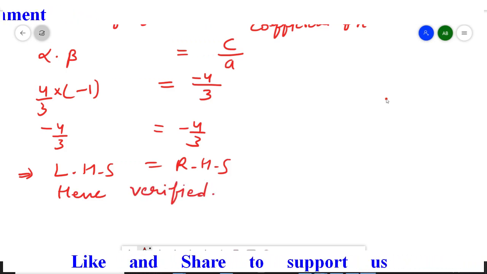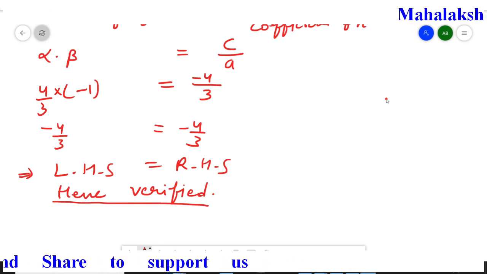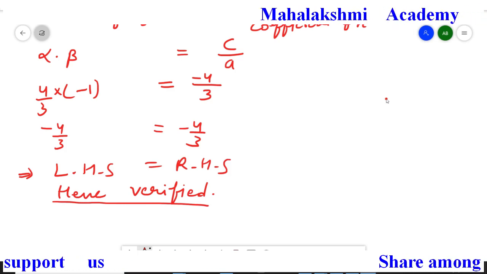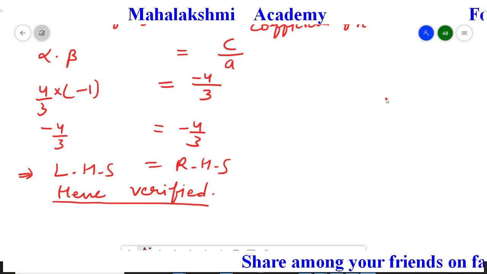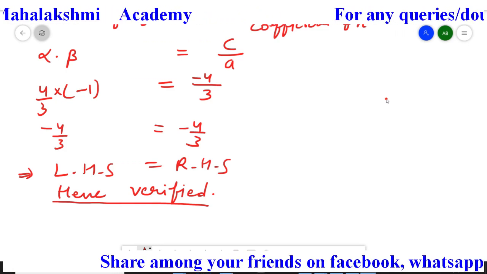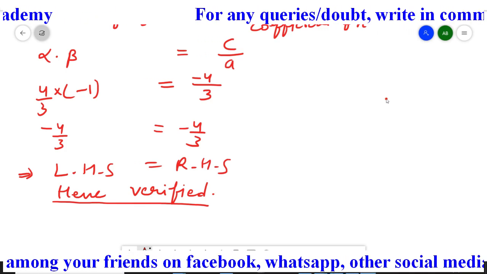So both the relationships, students, you have to learn. The first relationship is sum of zeros is equal to minus b upon a. The second relationship is product of zeros, that is alpha dot beta, is equal to c upon a. So learn both the relationships and then put the values, and you have to prove left hand side equal to right hand side. So like this we solved the question.